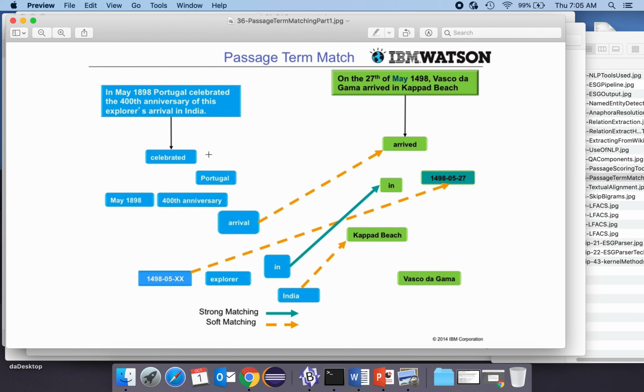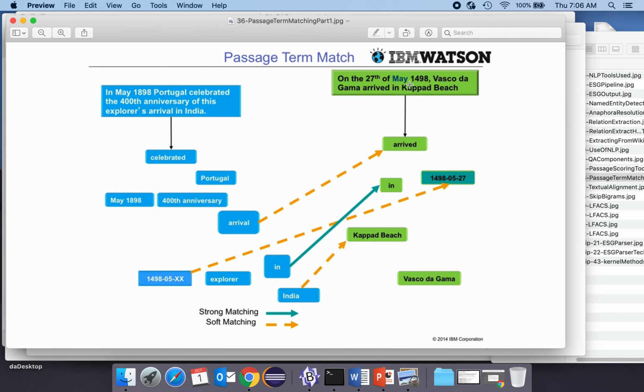So what are some of the terms? There's celebrated. There's May 1898. There's the 400th anniversary. Portugal, arrived. There's an explorer in India, and then there is a date. We will talk about this later, but notice that the date over here is not the same date as this one over here. And so they do some temporal reasoning. They realize if there was a 400th anniversary, then they need to go back by 400. And that's what they did over here. They know it's May. They don't know the day of May.